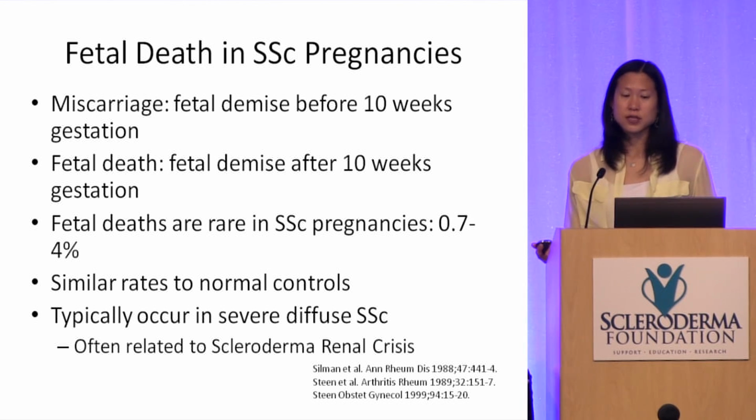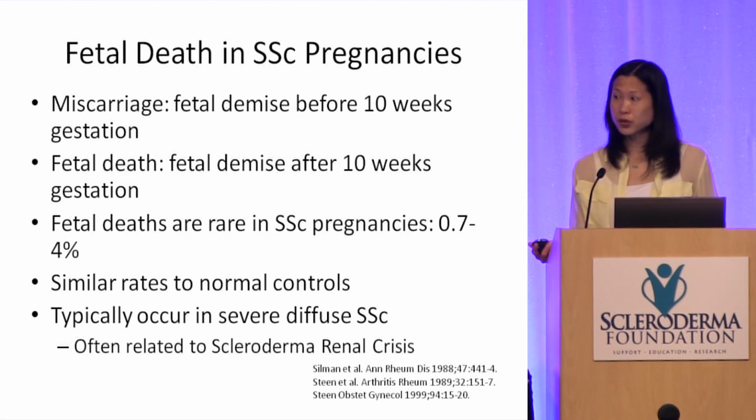And then finally, fetal death in scleroderma pregnancies. Again, this is when the fetus dies after 10 weeks of gestation. Interestingly, fetal deaths are actually pretty rare in scleroderma patients, so it seems like if you can get through the early part of pregnancy, that the fetus will actually survive, though they may be a lot smaller or premature. So there are similar rates to normal controls. And typically, the occurrence of fetal death is in those patients who have very severe diffuse scleroderma, and it's often related to development of scleroderma renal crisis.